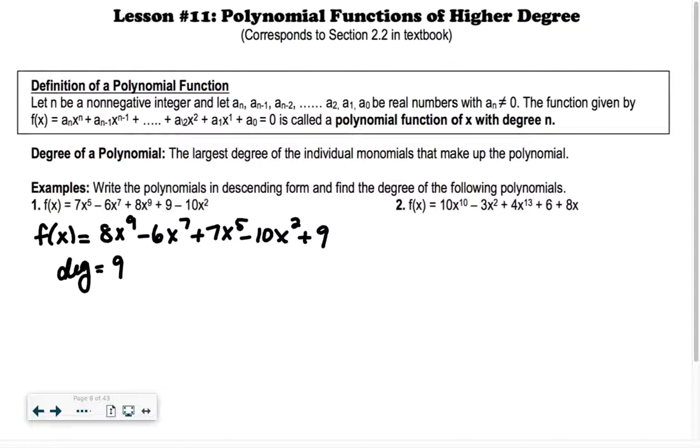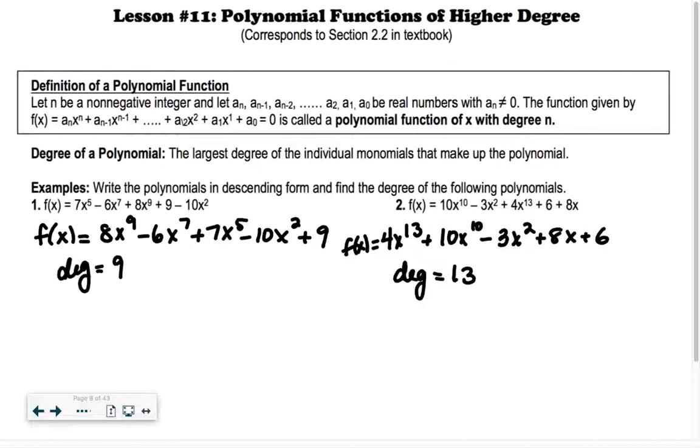The next one is going to be 10x to the 10th. Nope, that's not our highest, is it? 4x to the 13th plus 10x to the 10th minus 3x squared plus 8x plus 6. That would be our standard form. So our degree then would be 13. Again, it's an odd degree, so it's going to do what Maury calls the John Travolta, where one goes up, one goes down, like that.